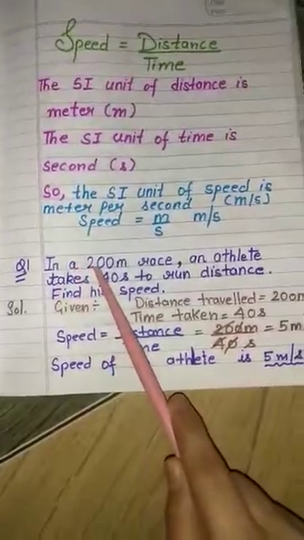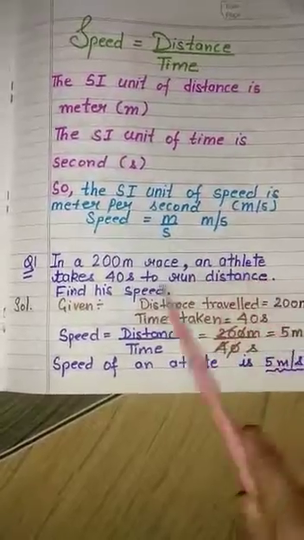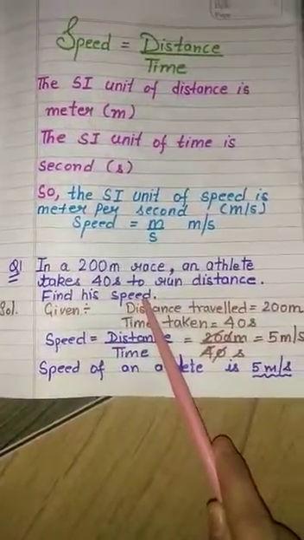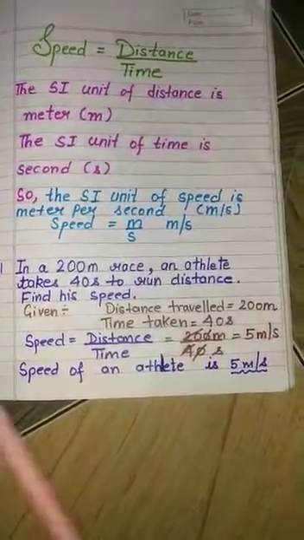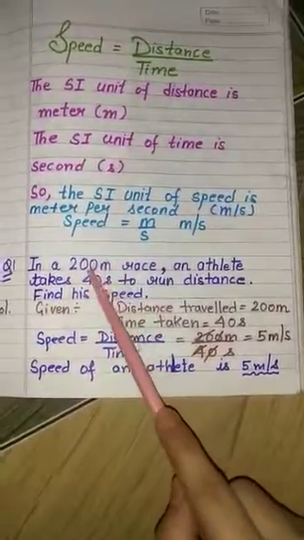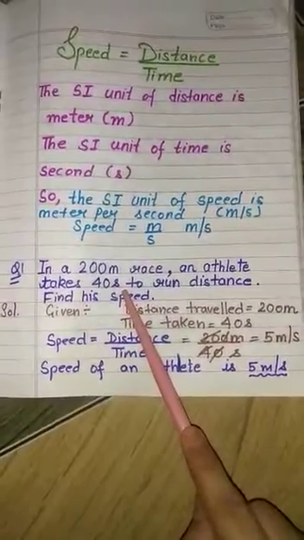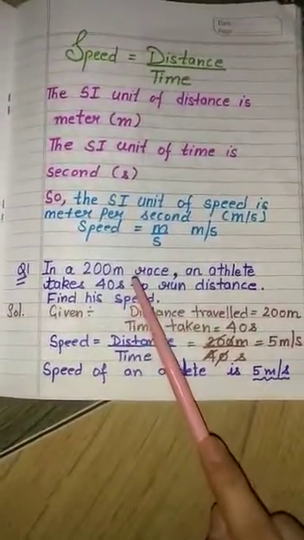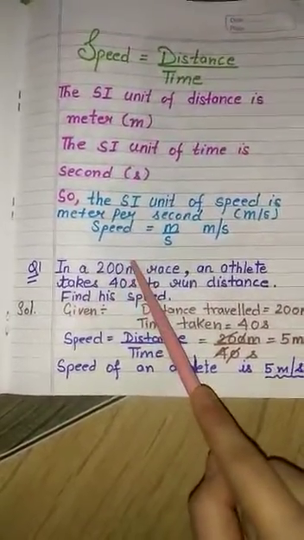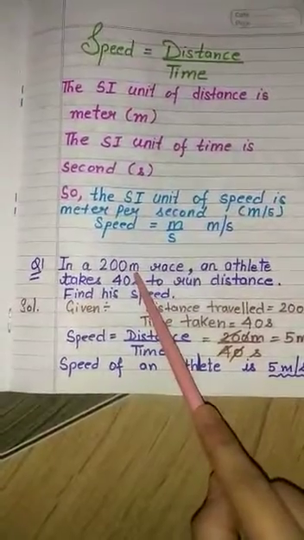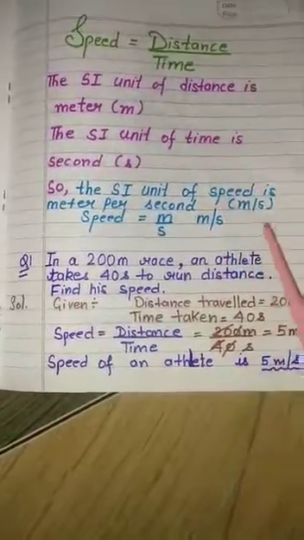In a 200-meter race, an athlete takes 40 seconds to run the distance. Find his speed. Whenever you solve a numerical, first write the given data. Here two things are given: one is distance, another is time. How do you find out which one is distance and which is time? Just observe the units. This is small m, the unit of distance, and this is small s, the unit of time. So write the given data.